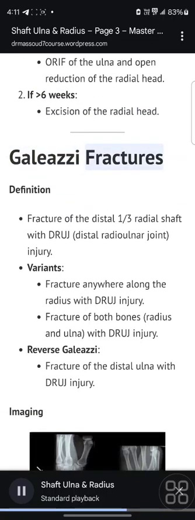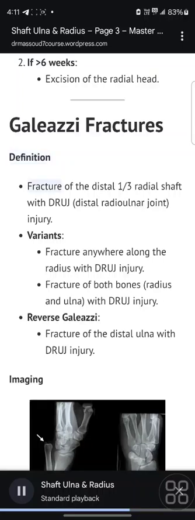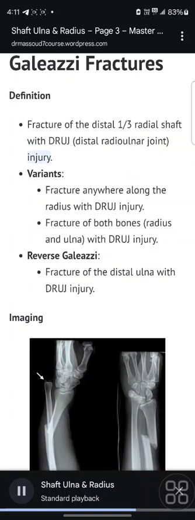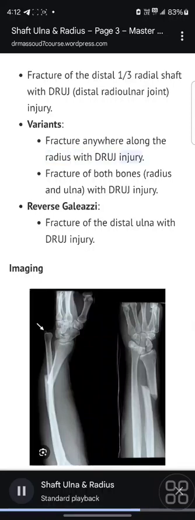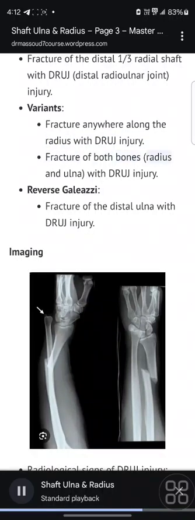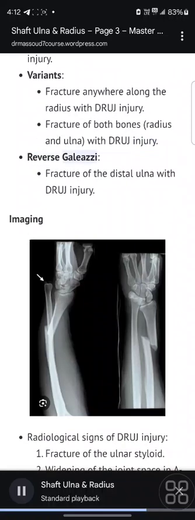Galeazzi fractures. Definition: fracture of the distal 1/3 radial shaft with DRUJ, distal radioulnar joint, injury. Variants: fracture anywhere along the radius with DRUJ injury. Fracture of both bones, radius and ulna, with DRUJ injury. Reverse Galeazzi: fracture of the distal ulna with DRUJ injury.